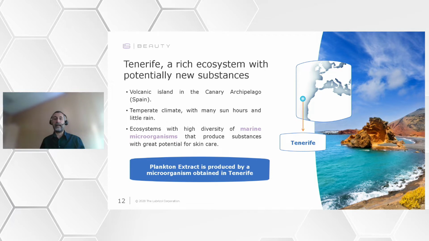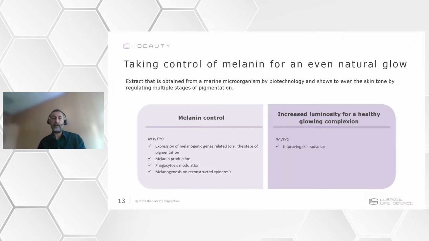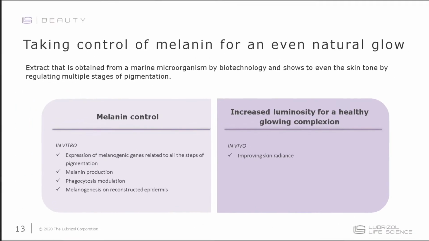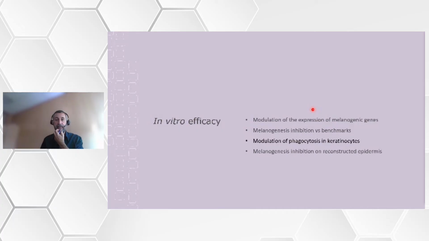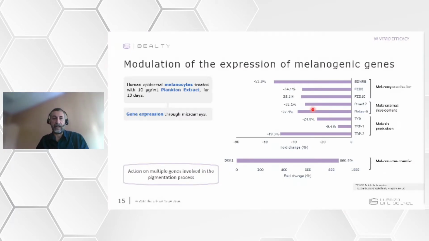So we analyzed different properties of this extract, for example, the expression of the melanogenic genes, the melanin production, also the phagocytosis modulation, and finally the melanogenesis in reconstructed epidermis. And at the end, we have demonstrated the efficacy in an in vivo test. So let's start now with the different in vitro tests that we have done to analyze the efficacy of this plankton extract. The first test was the modulation of expression of melanogenic genes.